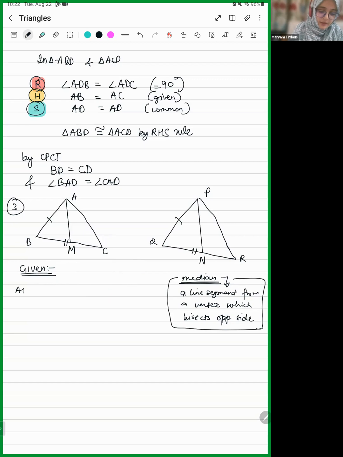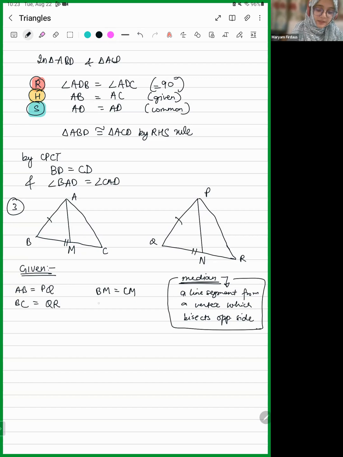Given AB is equal to PQ, BC is equal to QR, and AM is the median of triangle ABC. If it is a median, it bisects the opposite side, right? That means this part will be equal to this part. The line segment AM divides the opposite side BC into two equal parts. So these two parts are equal. That means BM is equal to CM.